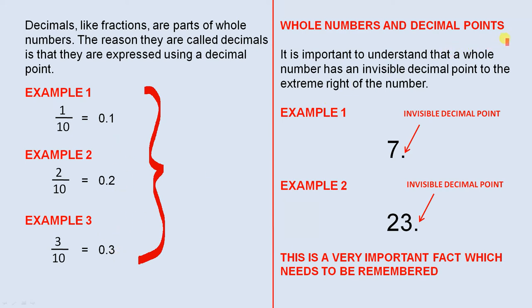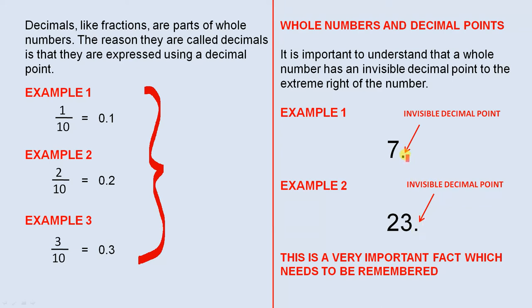Whole numbers and decimal points. It is important to understand that a whole number has an invisible decimal point to the extreme right of the number. So example 1, if you have the number 7, there is an invisible decimal point after the number 7. You don't actually see it, but it is there, but we don't have to put it in. For the second example, if you have a number like 23, there is an invisible decimal point there, but we don't need to write it.